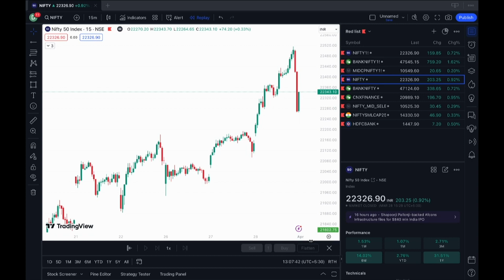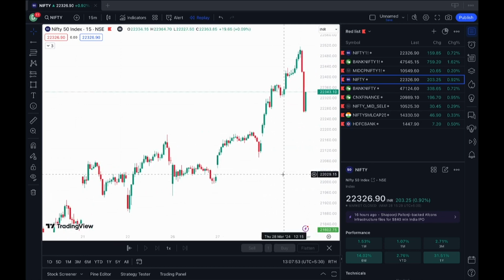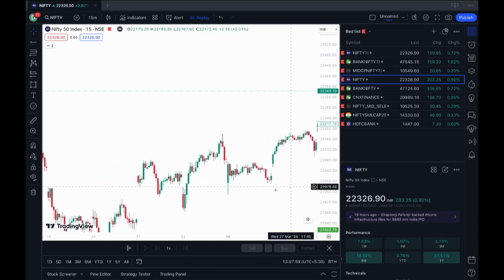About Saturday. A lot of you have asked how we play with the levels, how you create the right entries and exits. So what we'll do is look at yesterday's Nifty trades and how it must have worked.